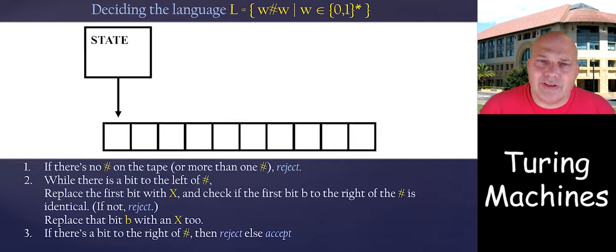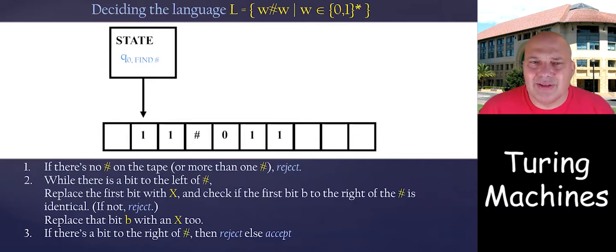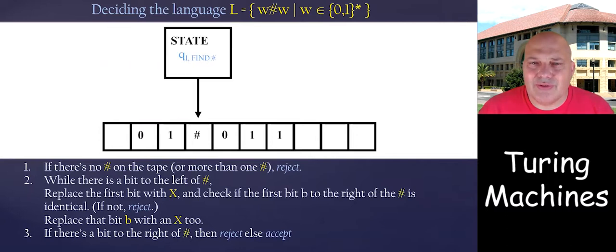So at the beginning, you have the state, you have your input. Here the input is 011 sharp 011, which should be accepted, right? It is in the language. What you're going to do first is look for the sharp, and this is where you're verifying that there is a single sharp. In addition, you're going to move the entire input to the right. So here you're still looking for it.